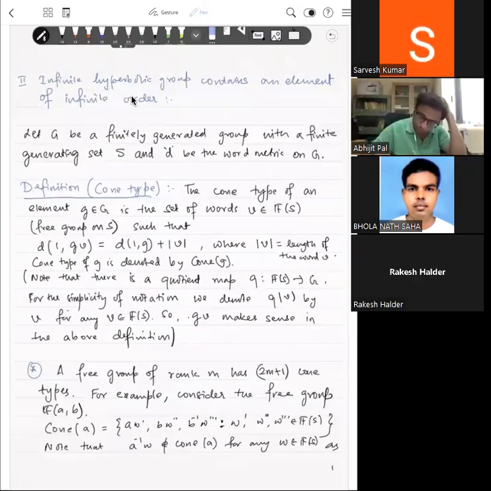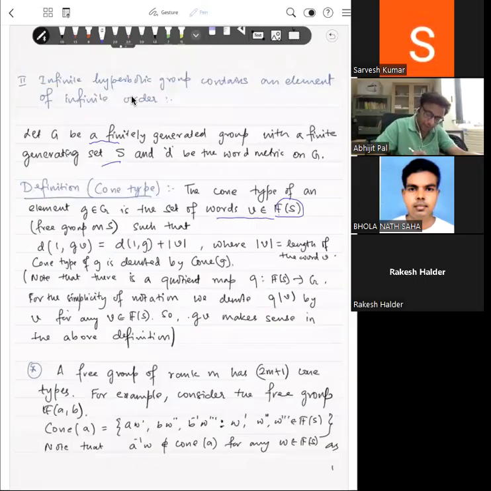To prove this thing, you need some machinery. There is something called the cone type. So what is the cone type? The cone type of an element of a group: let us start with a finitely generated group G with finite generating set S, and you take the free group on S.